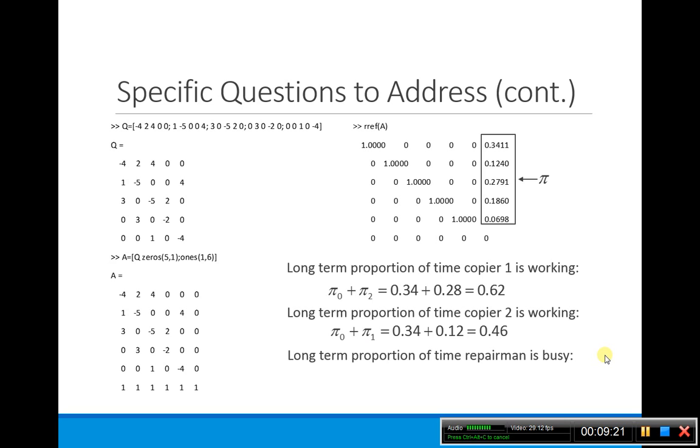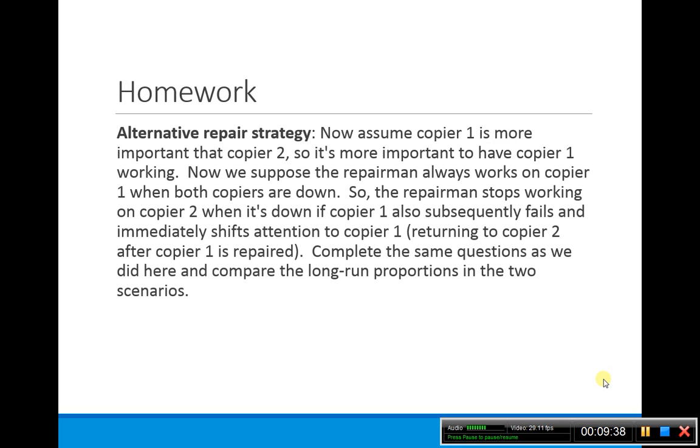The long-term proportion of time that the repairman is busy: well, the repairman is busy pretty much all the time except for when no machines are broken. So you could really just do 1 minus pi 0, which is 0.66. So the repairman is busy a lot of the time, the majority of the time.